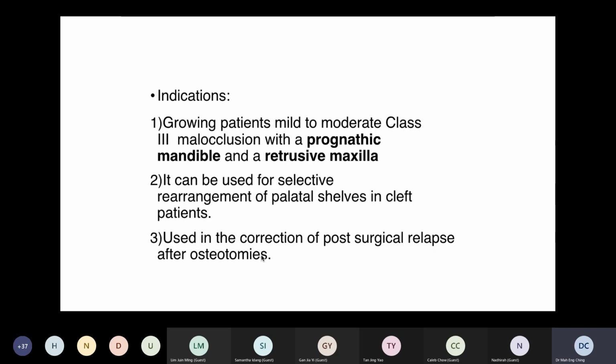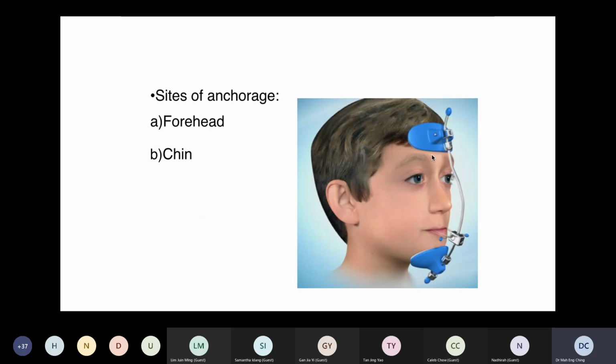So the site of anchorage is the forehead and the chin. You see these two plastic pads, one attached to the forehead and the other attached to the chin. Then of course we have this bar to connect these two components. Then intraorally, we have something like the RME, rapid maxillary expansion, and we have the hook to attach the rubber band to this reverse pull face mask.